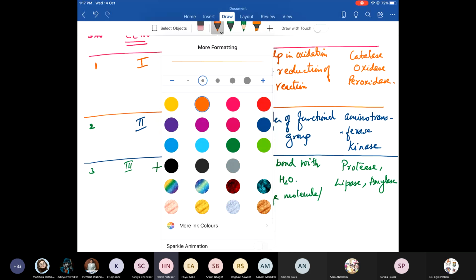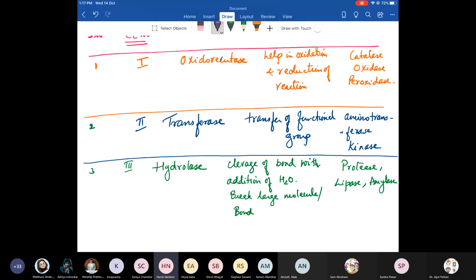Ma'am, the second one, that example, is it one example or is it two? This one is one, and this is two. Okay, ma'am. Aminotransferase and kinase. Okay, ma'am.